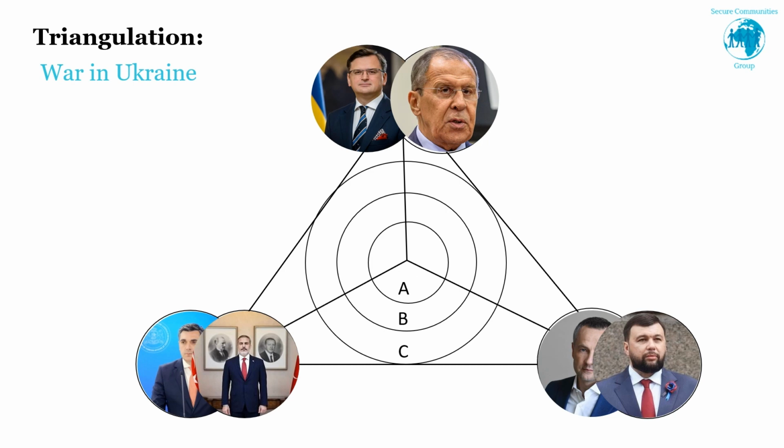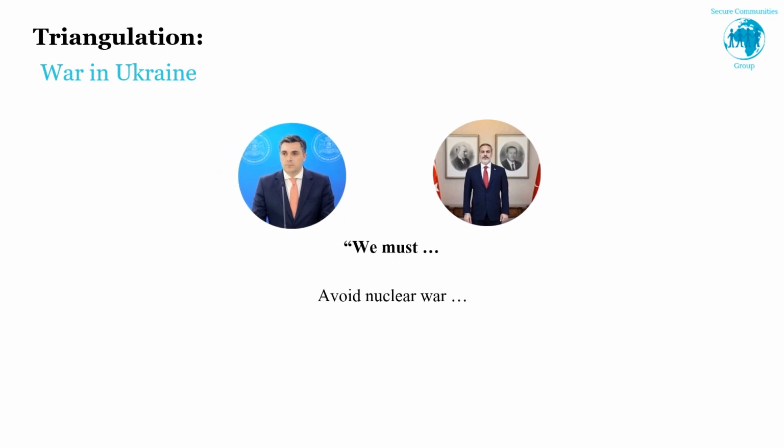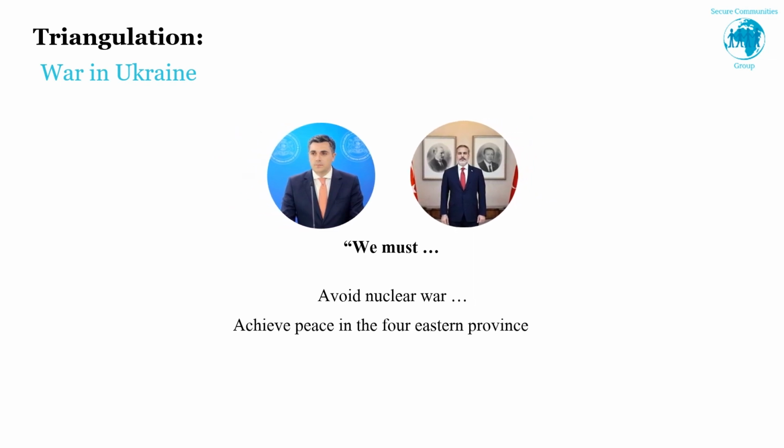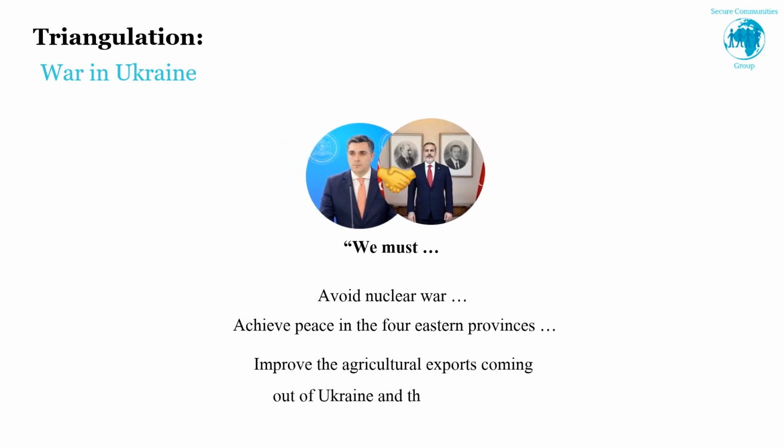For example, the ministers of foreign affairs of Turkey and the state of Georgia have overlapping interests as outsiders who are now at the negotiation table, interests in terms of avoiding the threat of nuclear war, interests in terms of peace being achieved in the 4 eastern provinces, and letter C, an interest in improving the agricultural exports coming out of Ukraine in the Black Sea.